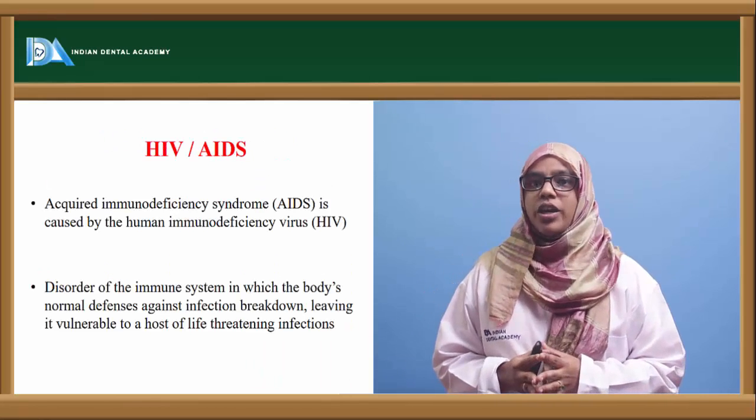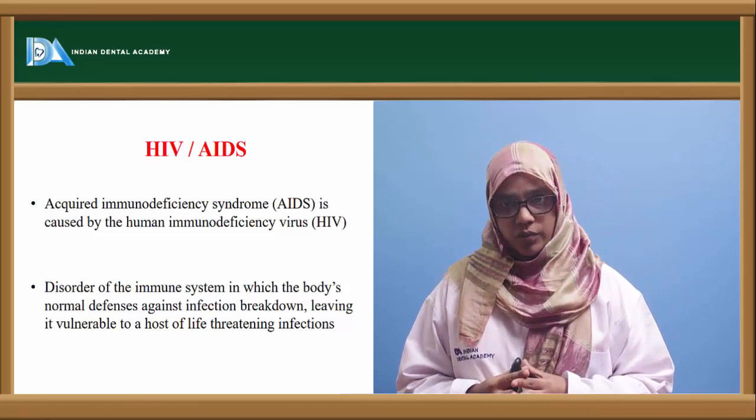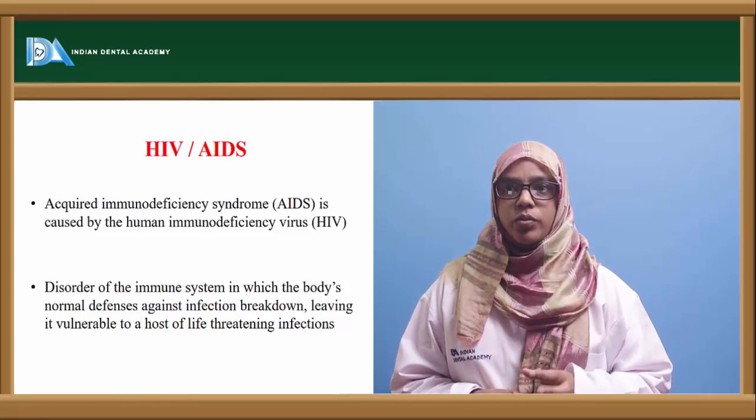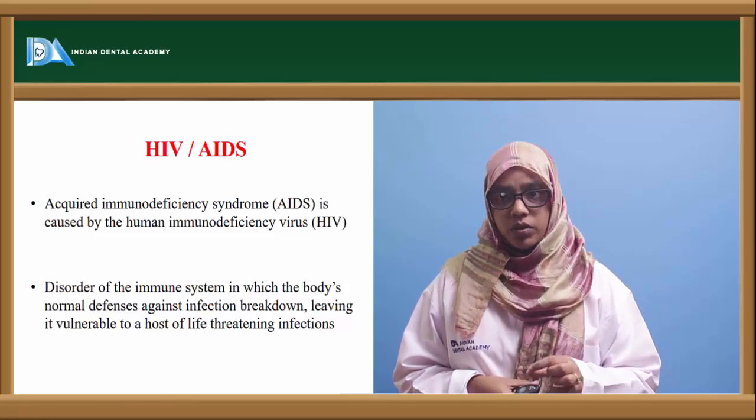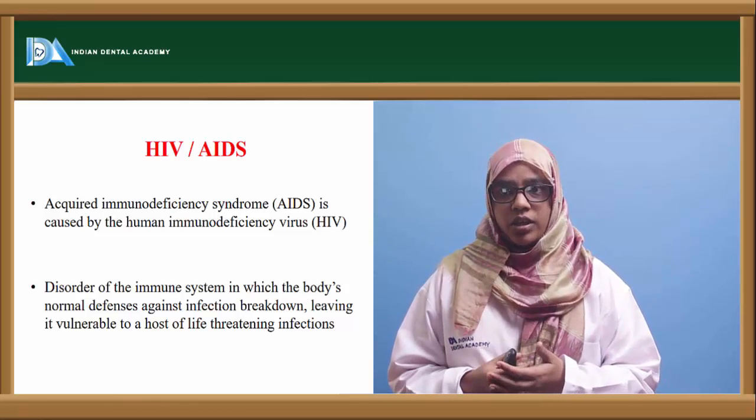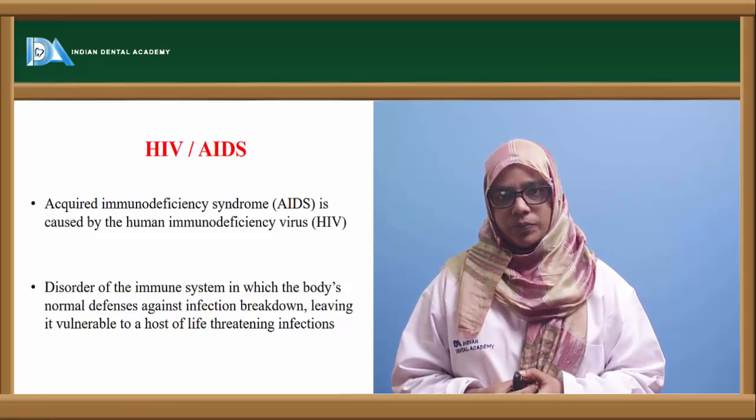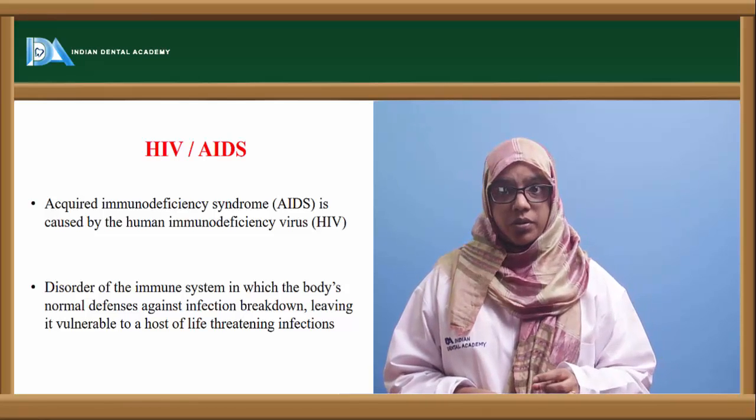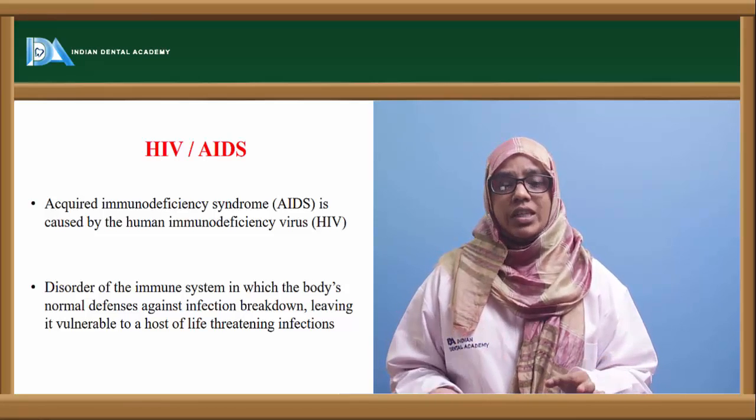Let's move on to HIV or AIDS, the most talked about and the most dreaded condition in the world. Acquired immunodeficiency syndrome is caused by human immunodeficiency virus. This is a disorder of the immune system in which the body's normal defense system against infection breaks down, leaving it vulnerable to a host of life-threatening infections. India has the second largest population in the world of HIV infected people. The first case was identified in Chennai, then later on many cases were seen in different states.